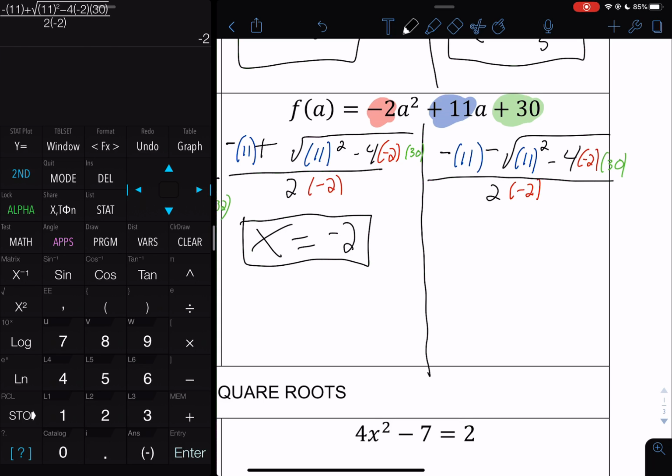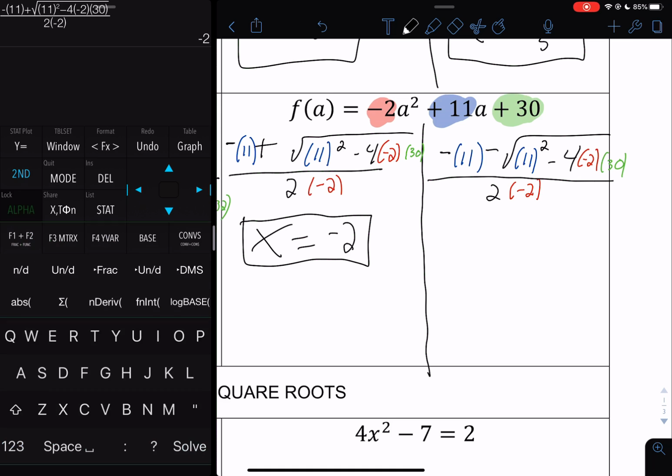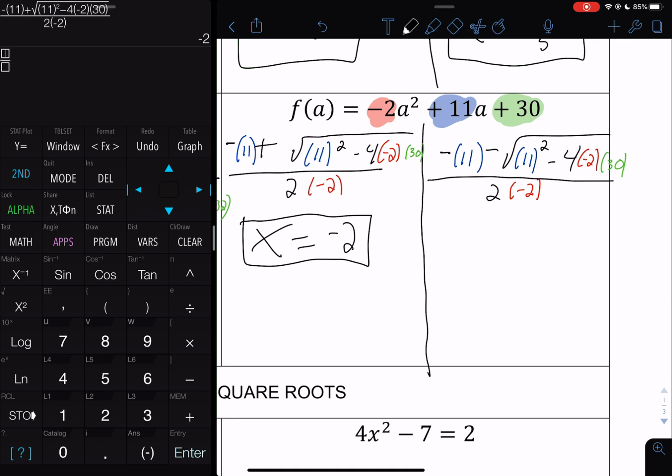And now we are going to go for the negative version of it. So again, negative, parenthesis 11, close parenthesis. Oh, I forgot the alpha y equal enter because it's a fraction. So alpha y equal enter. Negative 11.